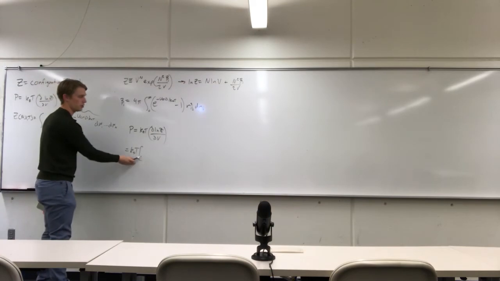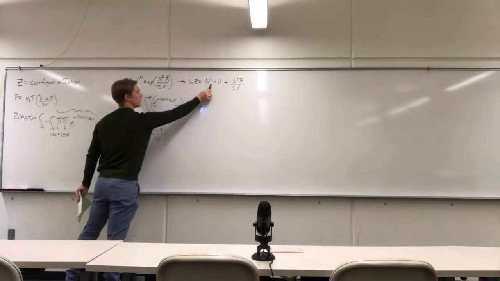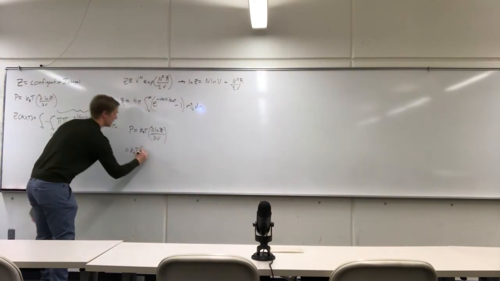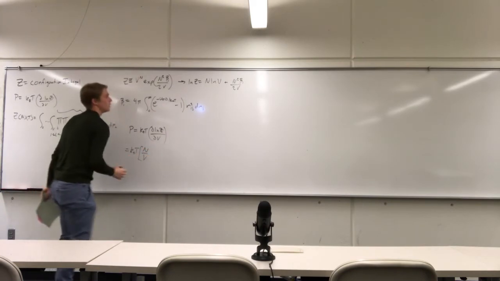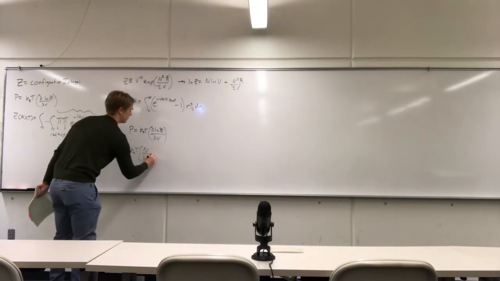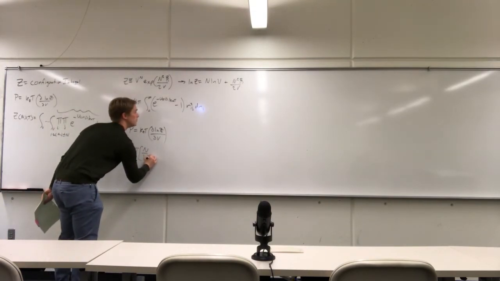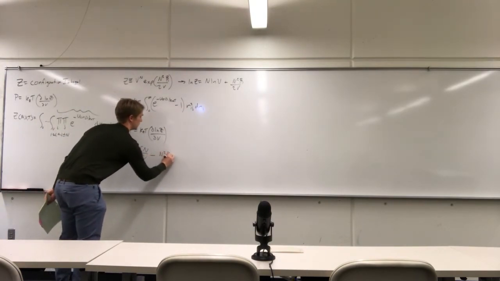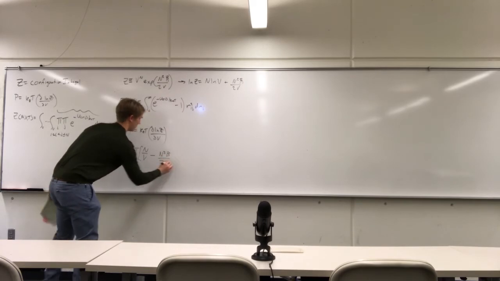So what's this first contribution here? What's the derivative of this? N over V. N over V. And this one here? Minus 1 minus N squared beta over 2V squared. Okay.